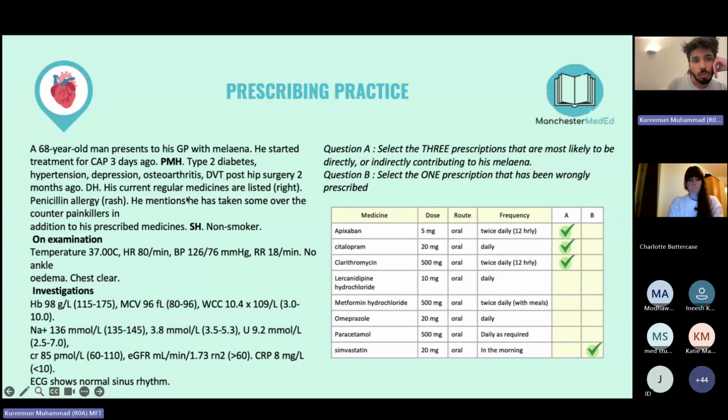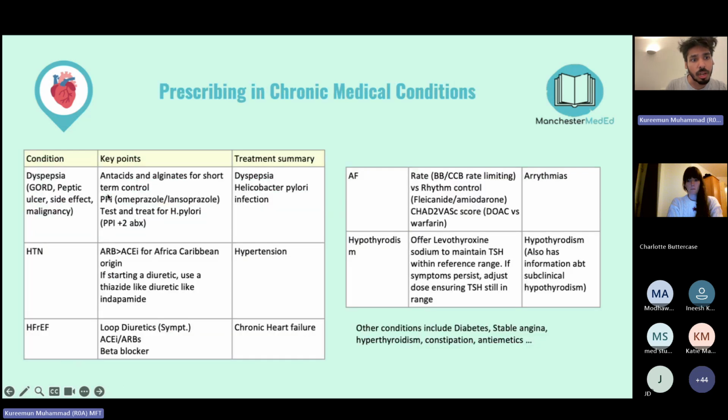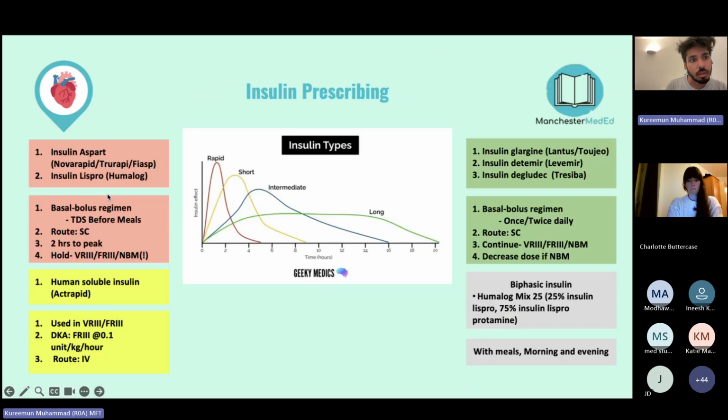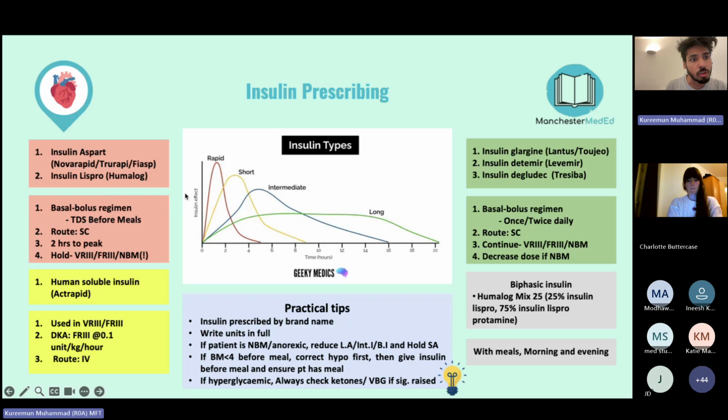So the kind of question would just be when someone has DKA, this is the one question that I've seen where you will be asked to prescribe a fixed rate insulin, and the dose should be 0.1 unit per kilogram per hour. I believe I've written it down for DKA anyway. That's how you would know the unit for a fixed rate.